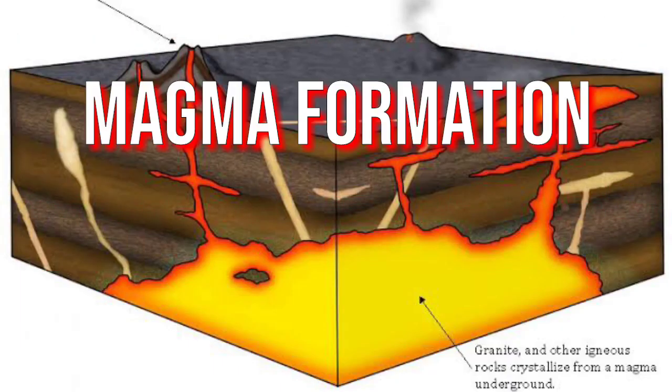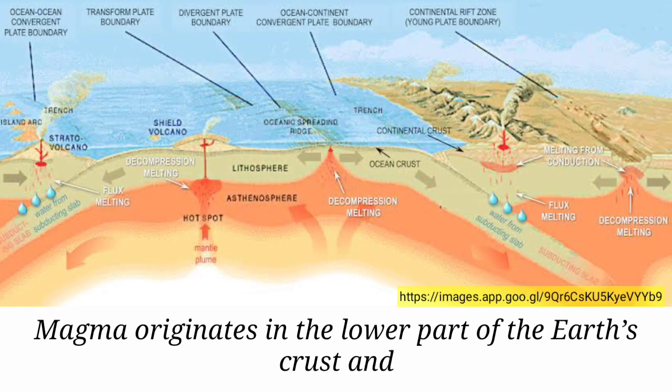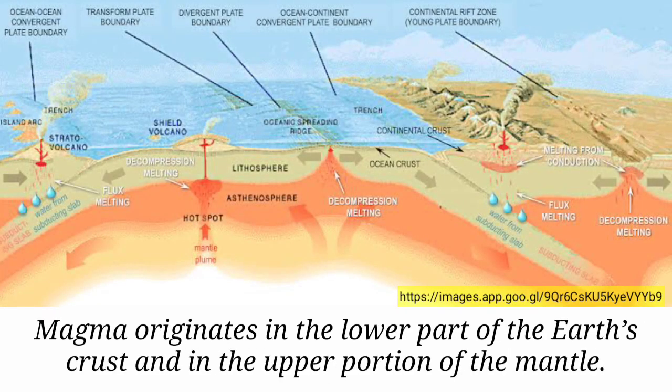Now let's discuss magma formation. Earth is divided into 3 general layers. The core is the superheated center, the mantle is the thick middle layer, and the crust is the top layer on which we live. Magma originates in the lower part of the Earth's crust and in the upper portion of the mantle. Differences in temperature, pressure, and structural formations in the mantle and crust cause magma to form in different ways. This picture shows the common sites of magma formation in the upper mantle.